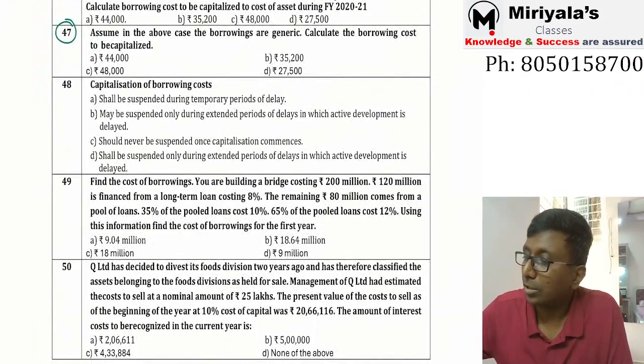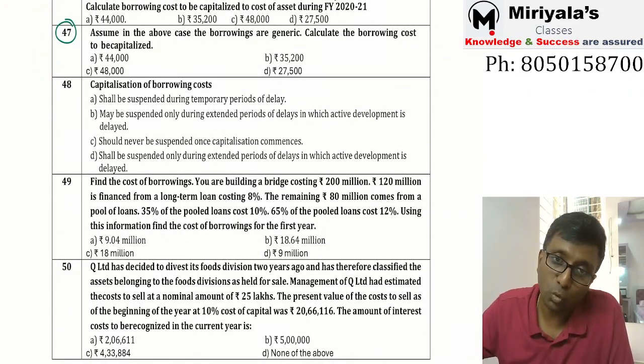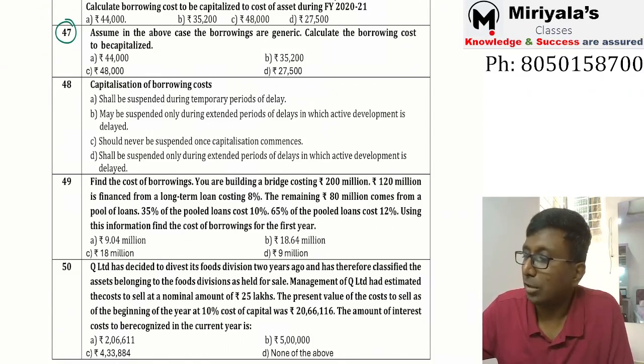Capitalization of borrowing cost shall be suspended during the temporary period of delay. If it is directly attributable to the construction of a qualifying asset, then you should not. Otherwise, you should. May be suspended only during the extension period of the delays in which active development is delayed. Yes, this is correct. Should never be suspended. Wrong answer. Shall be suspended only during the extension period of delay in which active development is delayed.